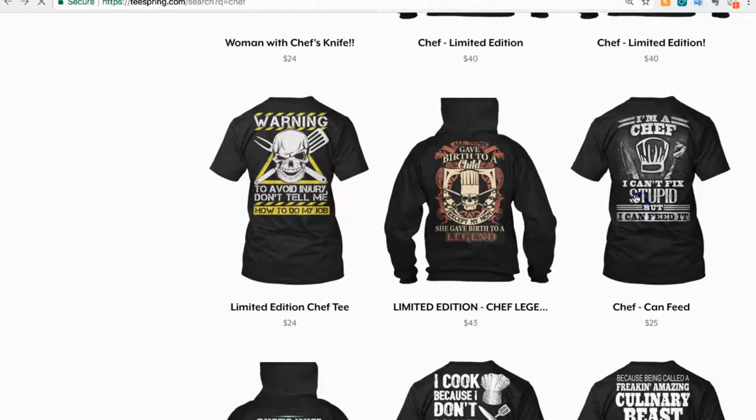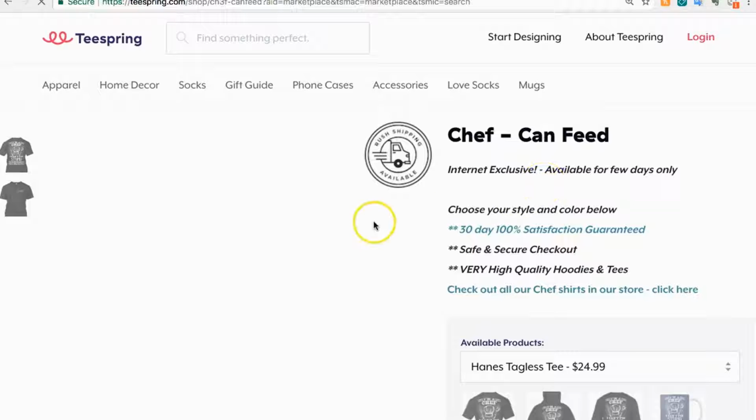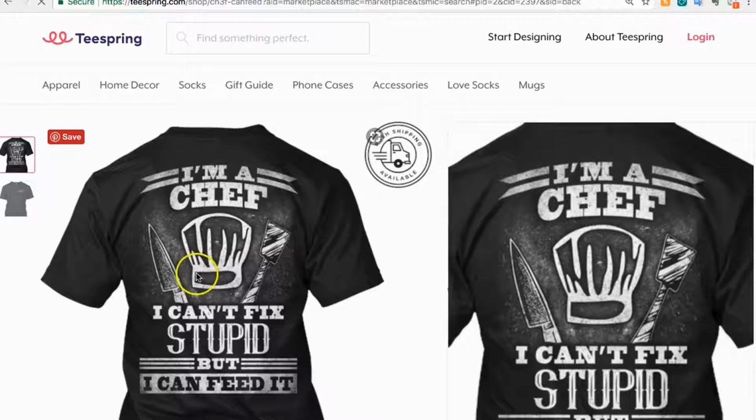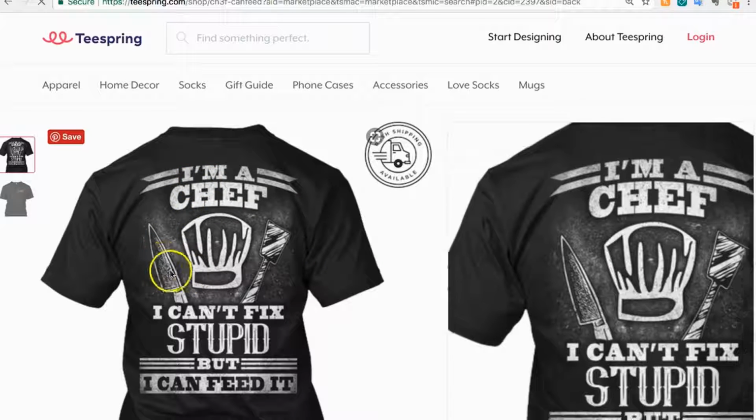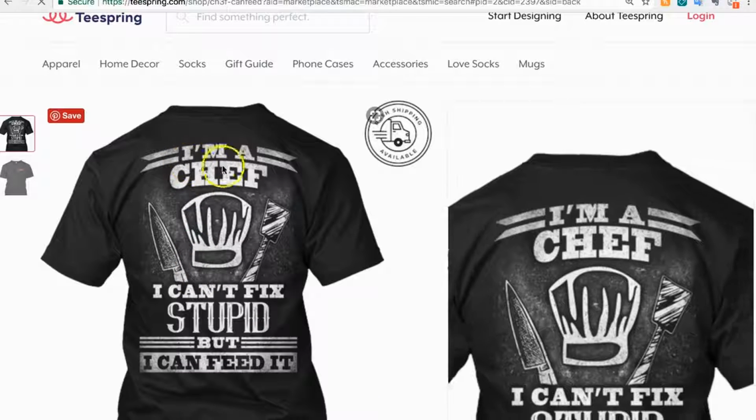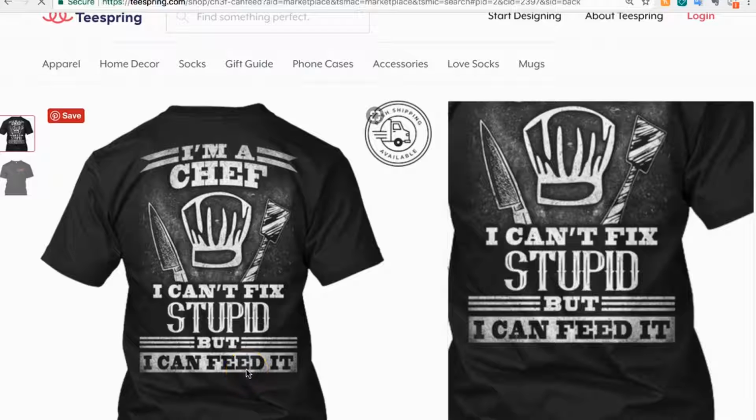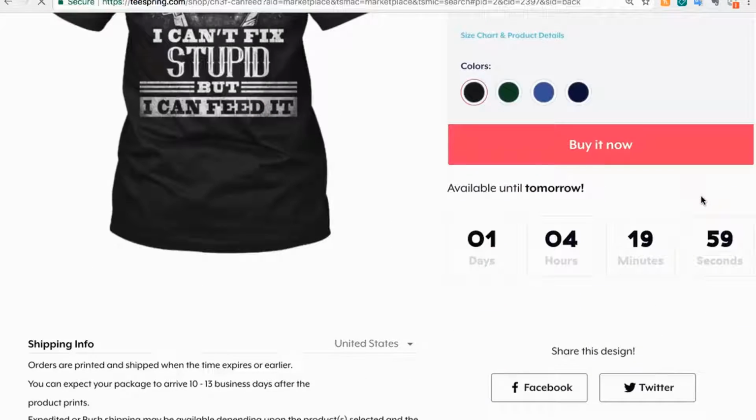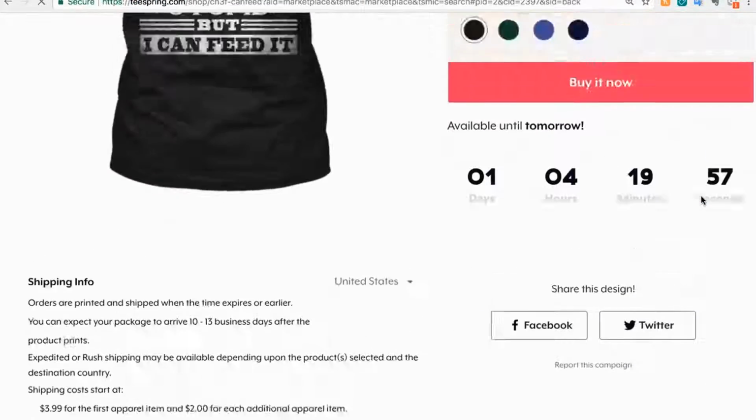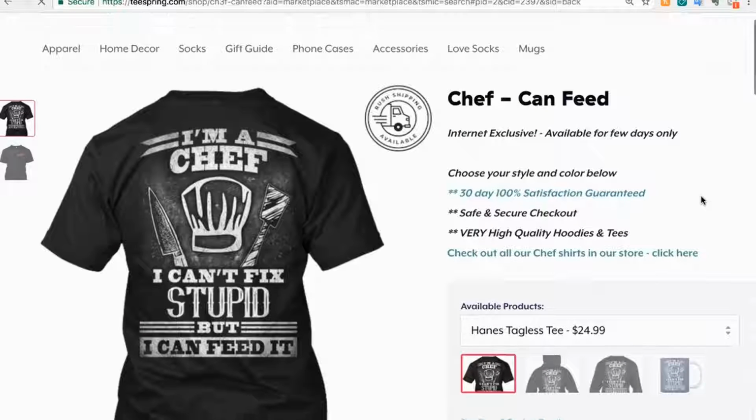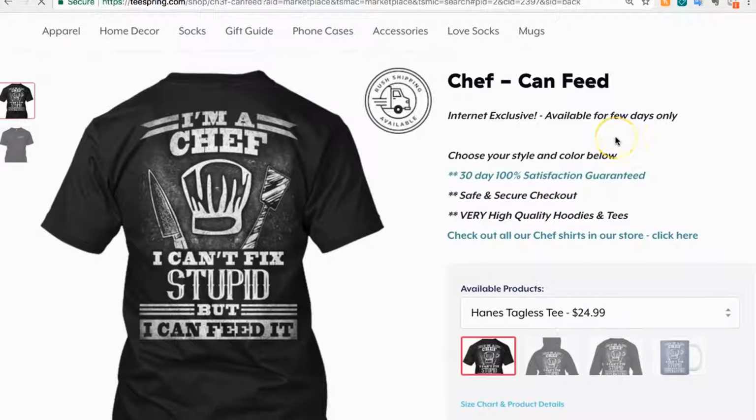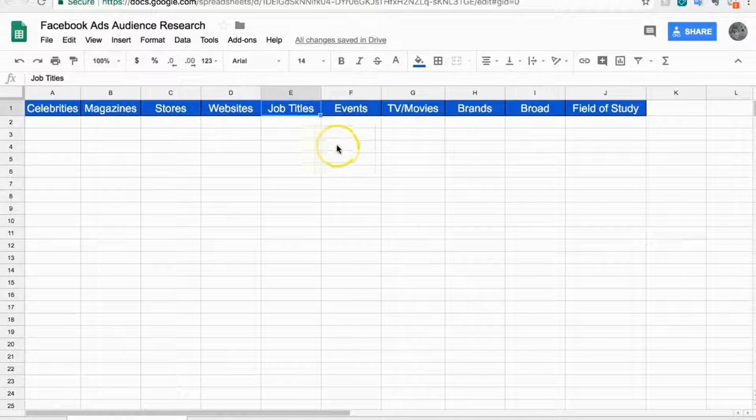So I did this right here. I created a mock design out of this. Instead of creating a t-shirt, I created a mock design out of that, and I sold it. It says, I'm a chef, I can fix stupid, but I can't fix ugly, basically. So this was a funny saying, and I was targeting the people who are actual chefs, who have chef as their job title, and I got pretty good results out of that, basically. So you can target people with the job title.